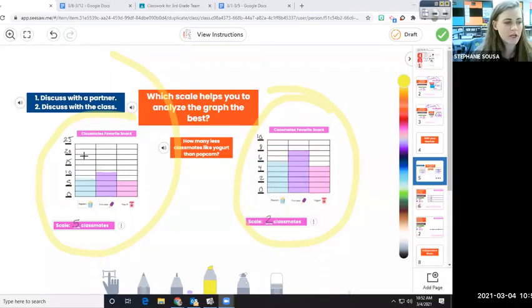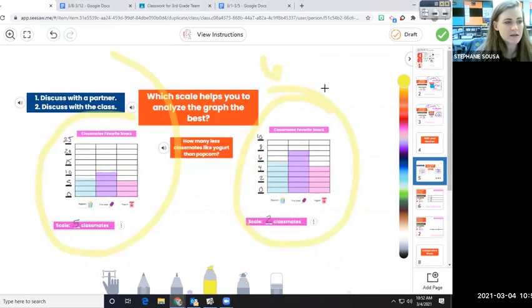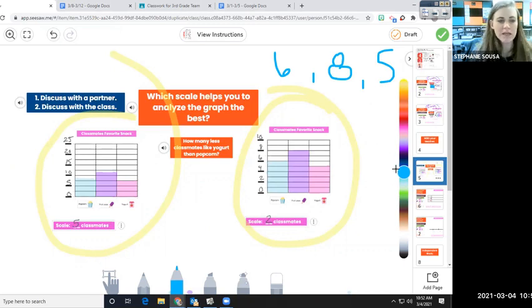Question was, which scale helps you to analyze the graph the best? The scales that you were shown were from the video. We had a scale that counted by 5s. We had a scale that counted by 2s. Our data points were 6, 8, and 5. Okay, which scale is best and why? Question, which type of bear is best? All right, which scale is best there and why?